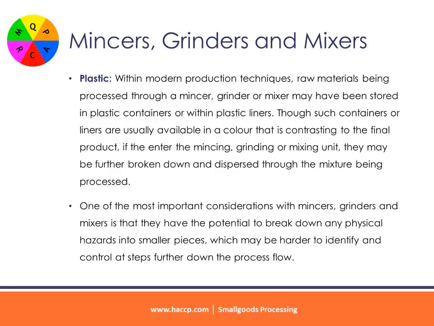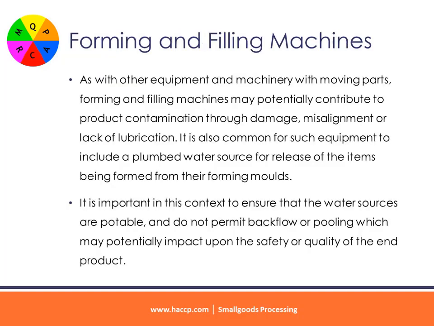Plastic. Within modern production techniques, raw materials being processed through a mincer, grinder or mixer may have been stored in plastic containers or within plastic liners. Though such containers or liners are usually available in a color that is contrasting to the final product, if they enter the mincing, grinding or mixing unit, they may be further broken down and dispersed through the mixture being processed. One of the most important considerations with mincers, grinders and mixers is that they have the potential to break down any physical hazards into smaller pieces, which may be harder to identify and control at steps further down the process flow.